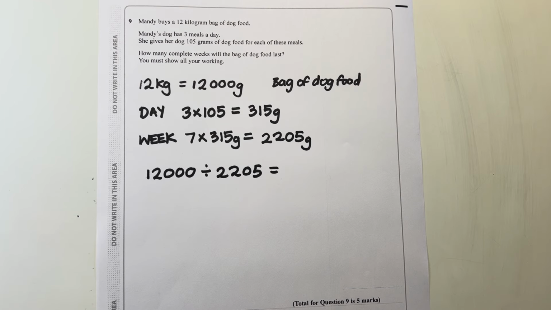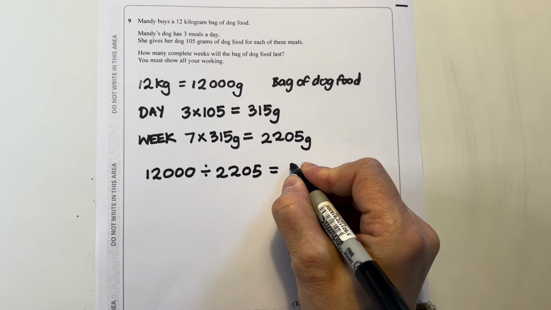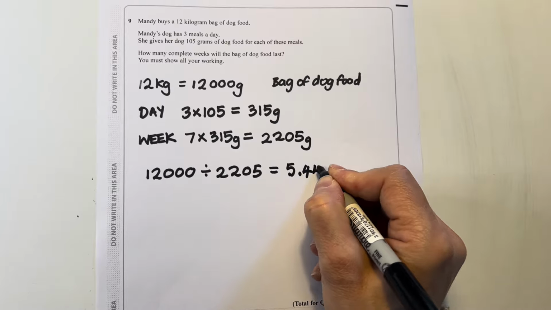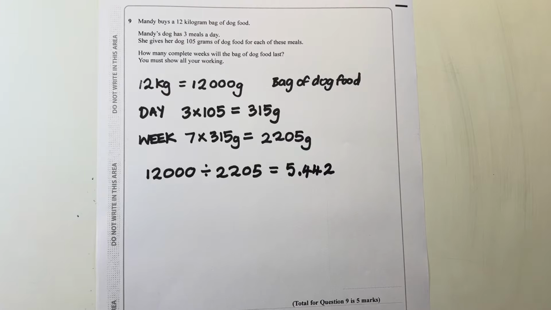So we do 12,000 divided by 2,205. And this will give us 5.442. And so the answer is 5 complete weeks.